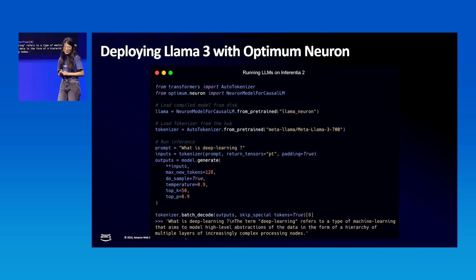This is for the compilation, which could be a little bit tricky. And now we go back to our routine. Once we have the compile artifact, we can load the artifact with the NeuronModelForCausalLM API, just like the AutoModelForCausalLM API. We can instantiate the model, send a prompt to the model, and boom, we are ready to generate the answer with the chatbot we just built on Inferentia. And here's the answer of the chatbot that we built with Optimum Neuron by using Trainium and Inferentia.